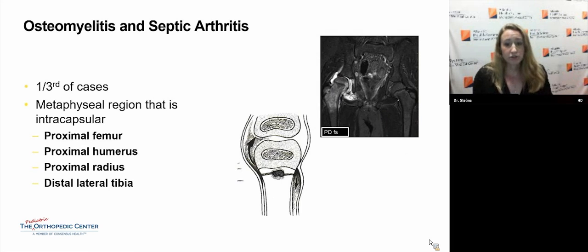All right, so again, it's a spectrum of disease and infection. So osteomyelitis and septic arthritis, or an infection inside of the joint, happens in about a third of the cases. And this extension can happen in those kids older than 1 year, but in joints that have a metaphyseal region that's intracapsular, so inside of the joint. And this unique anatomy happens in the proximal femur physis, so that is in the hip joint, the proximal humerus, or in the shoulder, the proximal radius, or in the elbow, and in the ankle at the distal lateral tibia. So this doesn't necessarily go through the end of the bone, but kind of sneaks out from the metaphysis into the joint.